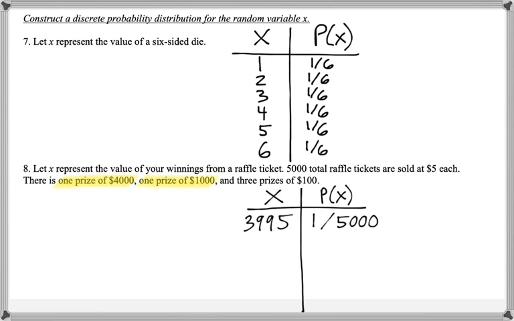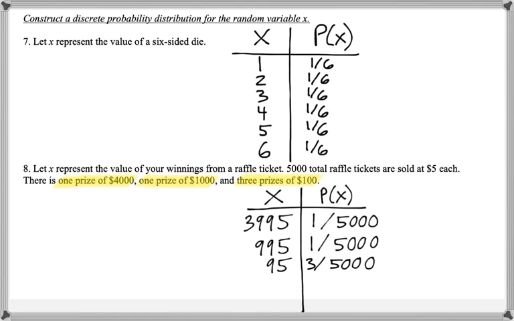Next is the one prize worth $1,000, which again you paid $5 already. So you're only making $995. And there's only one prize like this, so that's also 1 out of 5,000. Next is the $100 prize. You would be making $95. Now, there are 3 of these, so the probability is 3 over 5,000.